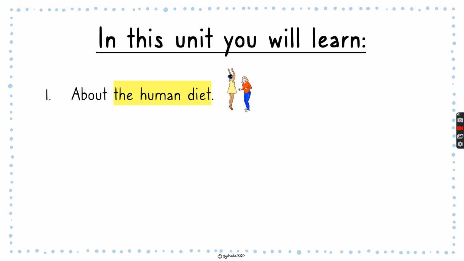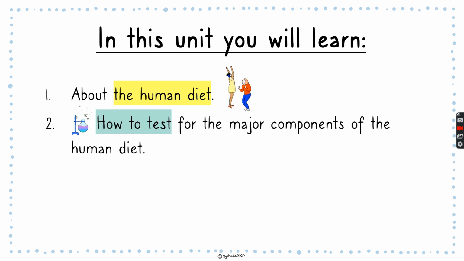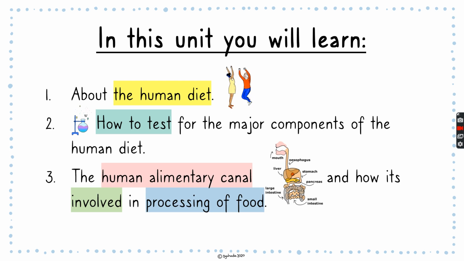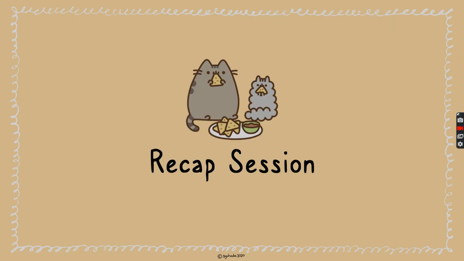Alright, so in this unit you will learn: 1. About the human diet, 2. How to test for major components of the human diet, 3. The human alimentary canal and how it's involved in processing food.